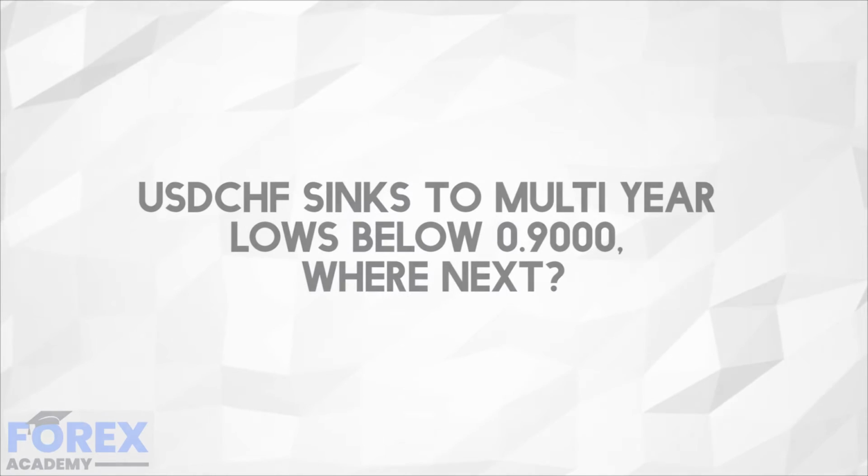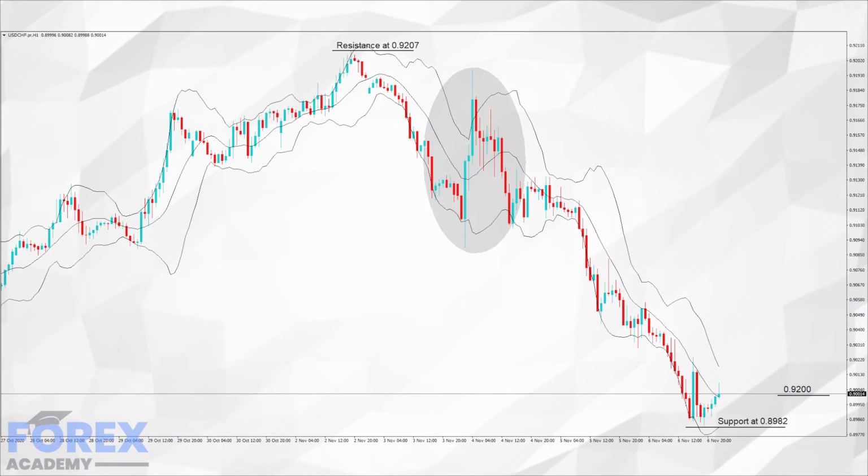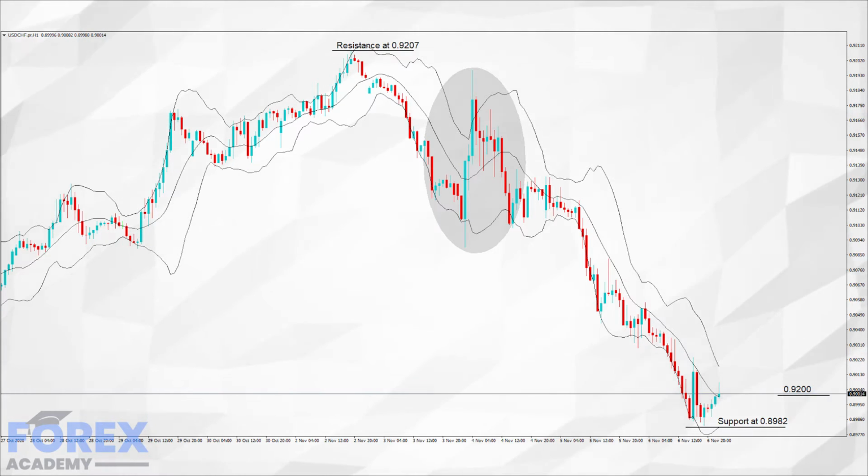In today's edition, we're going to be discussing how the US dollar Swiss franc has sunk to multi-year lows. On this 1-hour chart of the pair, we can see that on the 2nd of November, the pair had rallied to a high of 0.9207 before moving lower, and the market became extremely volatile on the 4th of November. The pair failed to re-establish itself at the previous high of just 2 days earlier.